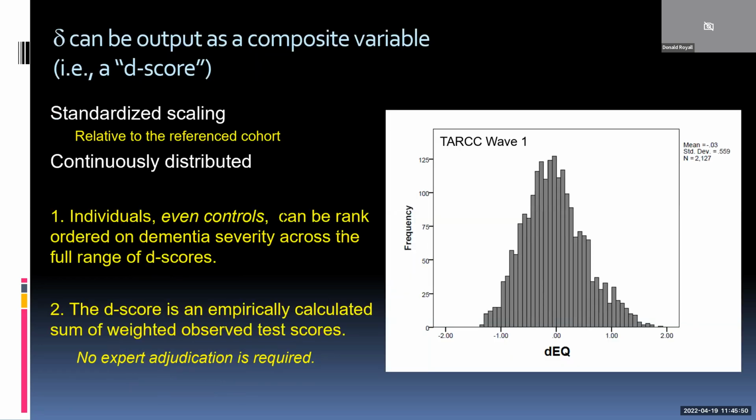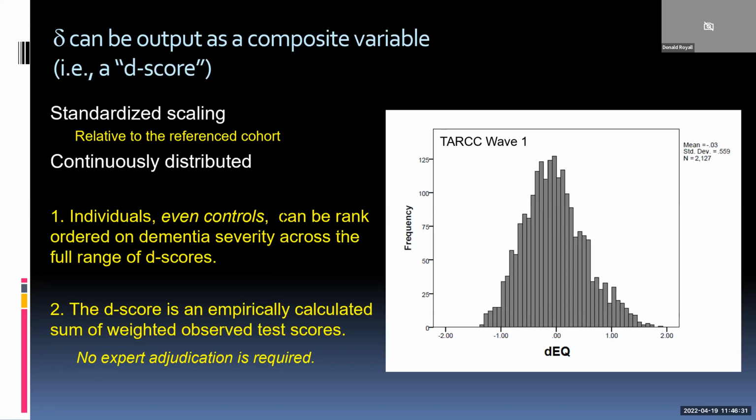So you can output the latent variable as a factor score and apply this to individuals. And when you do, you get a nice, normally distributed continuous measure of dementia severity, depending on the cohort you're in. I like to preserve the standardized scaling because then when you apply the D score to an unknown case, you're effectively wedging them into a reference cohort that's been well characterized and was used to generate the D score measure in the first place.